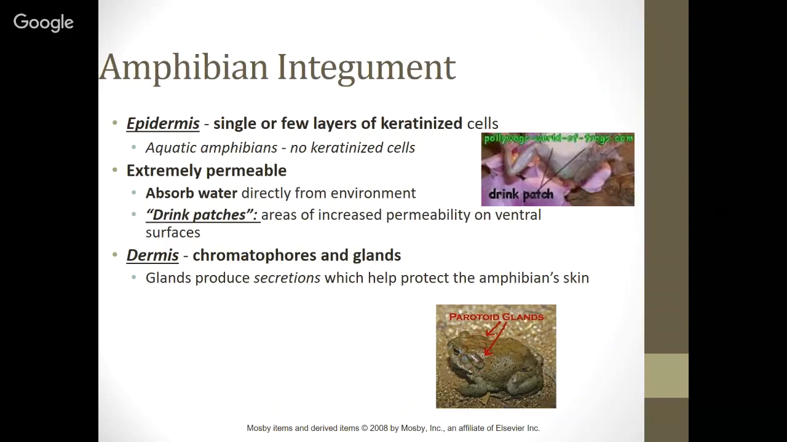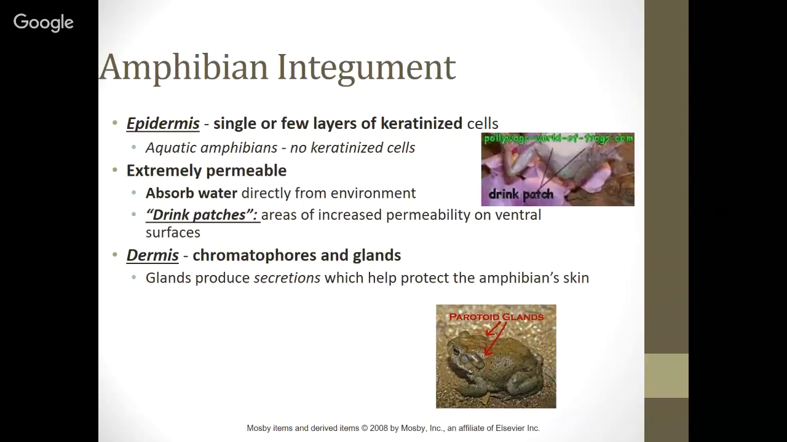Amphibians have a slightly different skin. Their epidermis is a single or few layers of keratinized cells, but aquatic amphibians have no keratinized cells. So they have very thin skin that can be damaged very easily. It's extremely permeable. They actually absorb water directly from their environment. They don't drink it. They absorb it in their skin. There are drink patches, which are areas of increased permeability on the ventral surfaces.